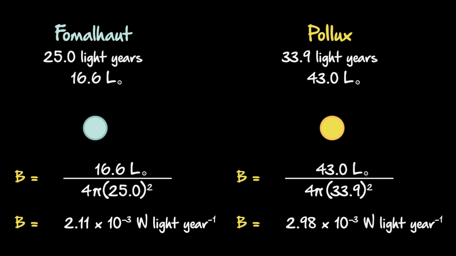The calculation results in an answer of 2.11 times 10 to the power of minus 3 watts per square light-year. For Pollux, brightness equals 43.0 solar luminosities divided by 4 pi times 33.9 squared. This gives 2.98 times 10 to the power of minus 3 watts per square light-year. Therefore, both stars have similar brightness when viewed from Earth.